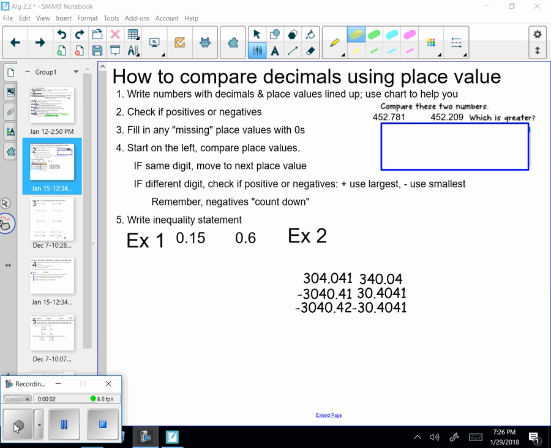How to compare decimals using place value. To compare decimals using place value, there are 5 steps. Step 1. Write numbers with decimals and place values lined up. Use a chart to help you.